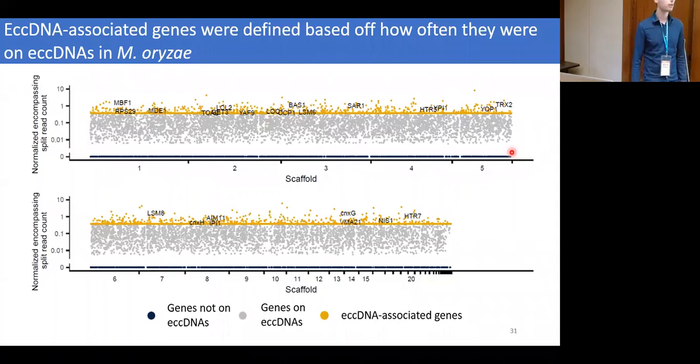These analyses are quite tricky to do. One of the ways that we got around dealing with so many different molecules in our samples is by essentially grouping our genes based off how often we found them on circular molecules in each of those samples. I told you about the genes that are not on eccDNAs first, but we also had these eccDNA enriched genes in Magnaporthe, which I've highlighted in orange here.